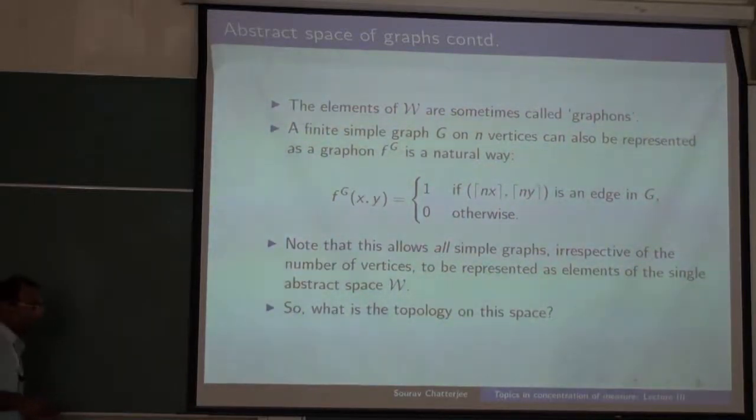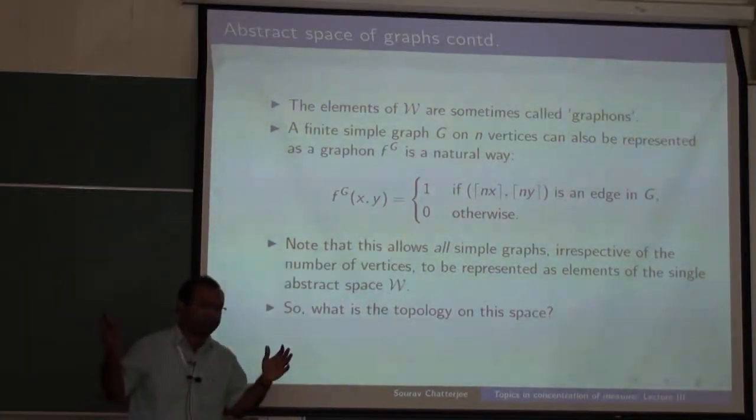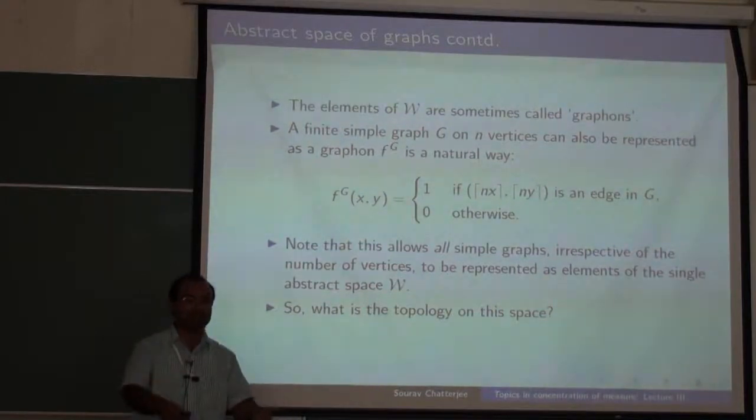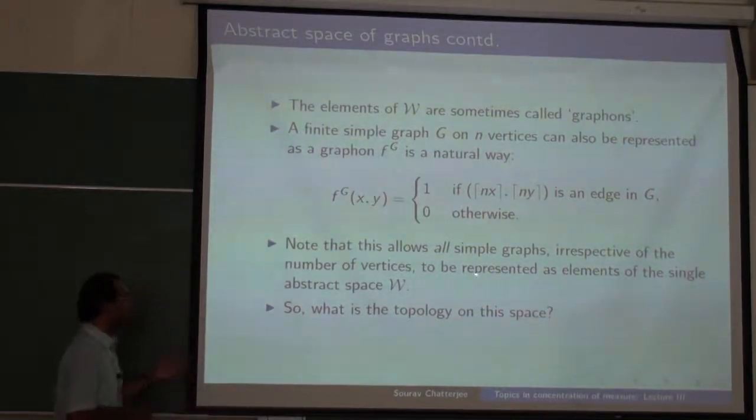So now we have found a space in which we have embedded all graphs. We have been talking about a notion of convergence of graphs. So it's natural to ask, can we put a topology on this space which topologizes this graph convergence?